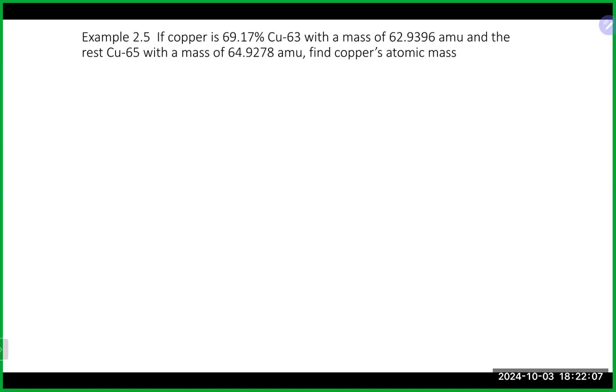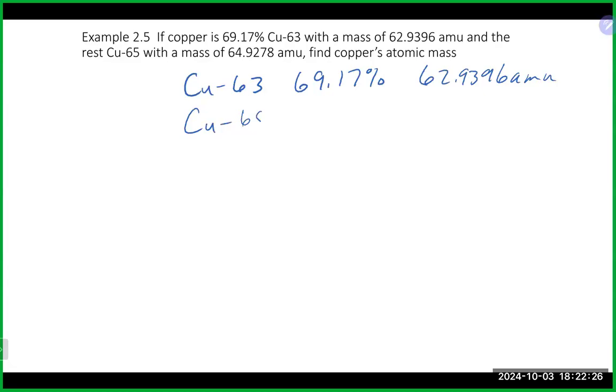Okay, so let's take a look. We've got a couple of isotopes here. We have copper-63, which occurs 69.17% of the time and has a mass of 62.9396 AMU. We have another isotope, copper-65. It does not give us the percentage, but does give us the mass, 64.9278 AMU. Here we need to figure out our missing percentage.